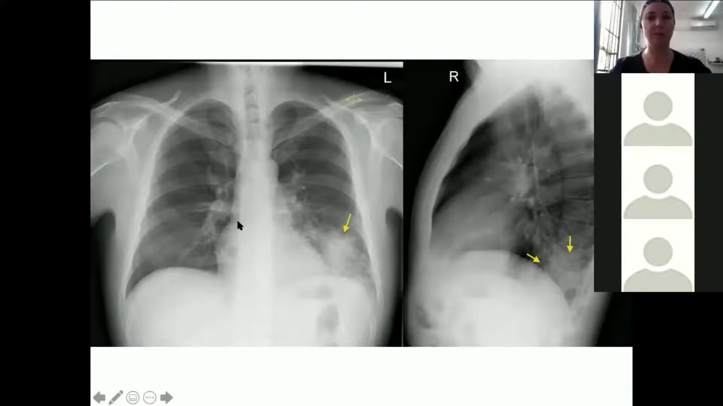So it would be interesting to know what's going on in that lung field. I'm just going to see if I've got a poll for this one. Bear with me. Okay, next one I've got a poll.